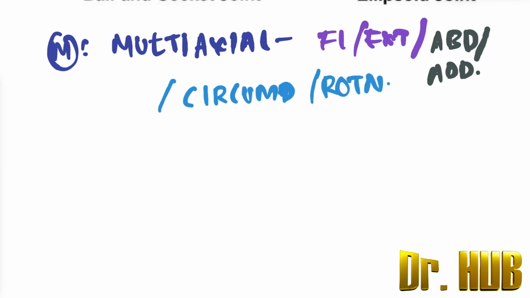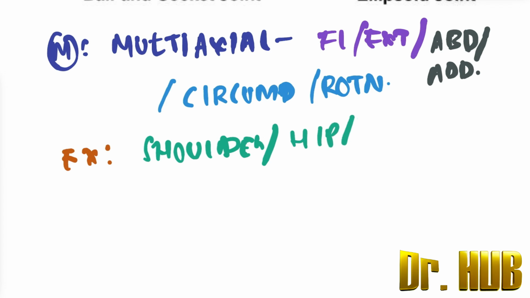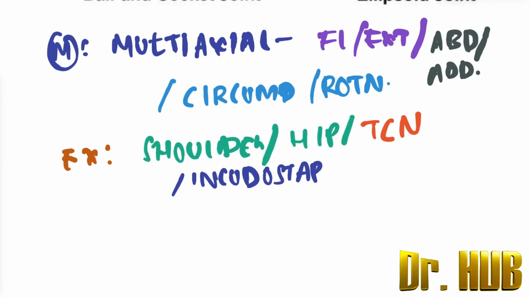Now, what will be the examples here? The examples include the shoulder, the hip, and the talocalcaneo-navicular joint, in short known as TCN. Then there is the incudostapedial joint as well.